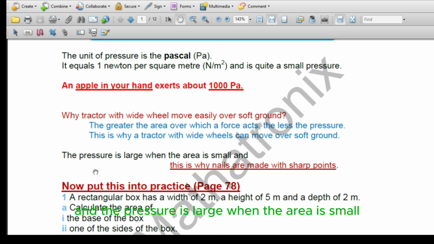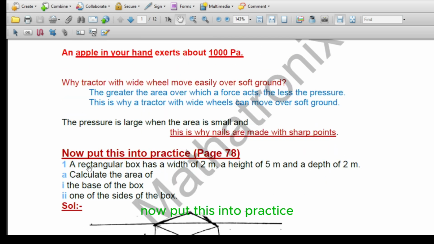And the pressure is large when the area is small, which is why nails are made with sharp points. Because of the small area, high pressure will be applied, so they can penetrate. Now let us put this into practice.